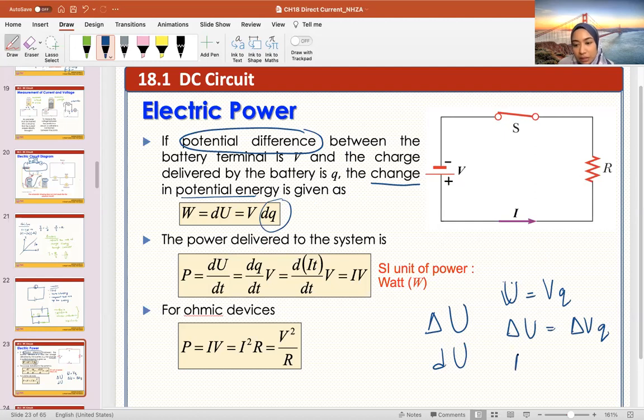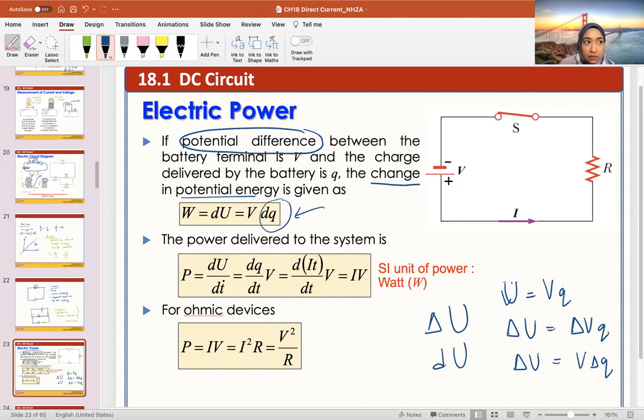So if I'm talking about delta U, I need to satisfy the delta on the other side as well. But my V does not change because my battery does not change, right? My battery is just a constant value. So the delta goes to the Q. Okay, so this is how they construct this equation. So from this, dU equals V dQ.